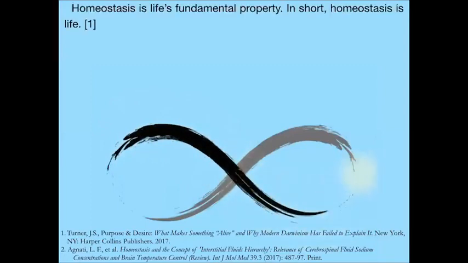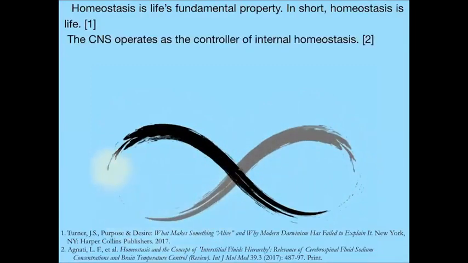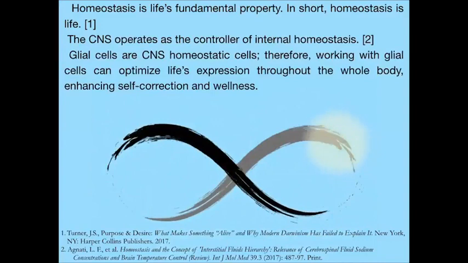Homeostasis is life's fundamental property. In short, homeostasis is life. The central nervous system operates as the controller of internal homeostasis. Glial cells are the central nervous system homeostatic cells. Therefore, working with glial cells can optimize life's expression throughout the whole body, enhancing self-correction and wellness.